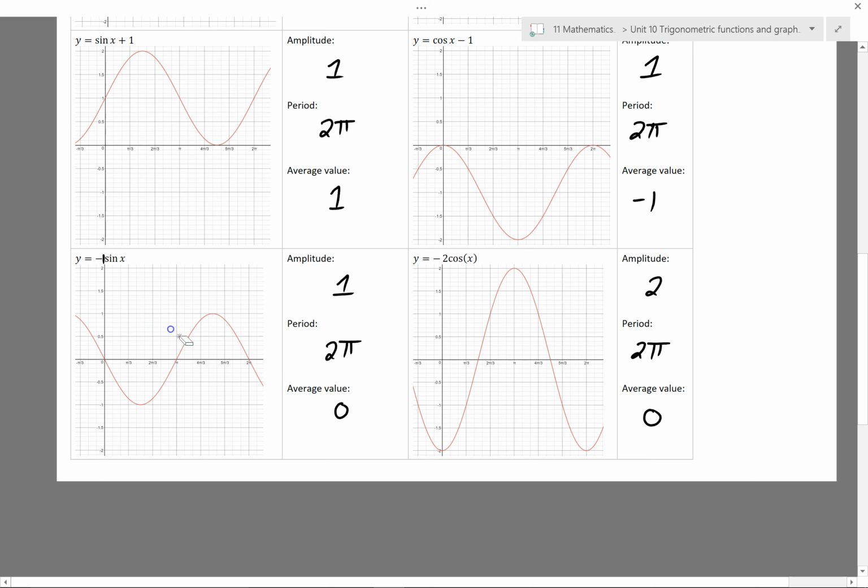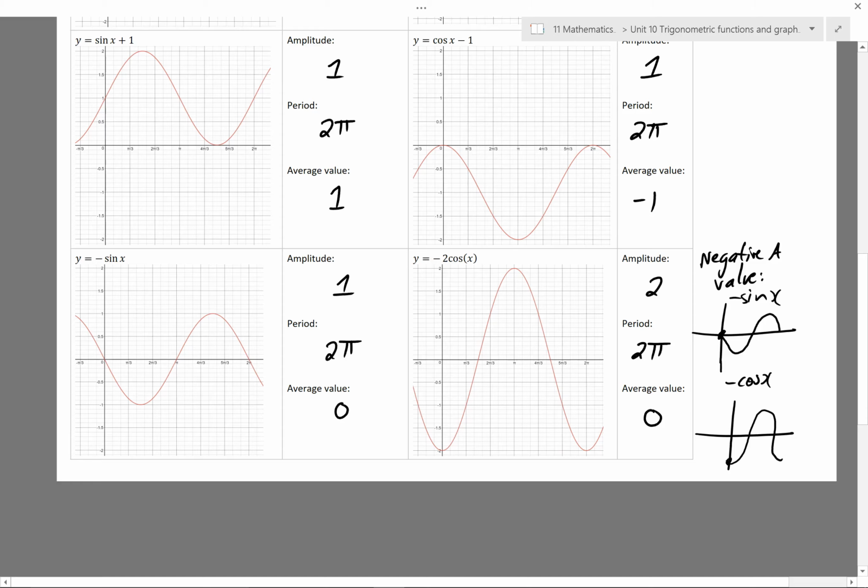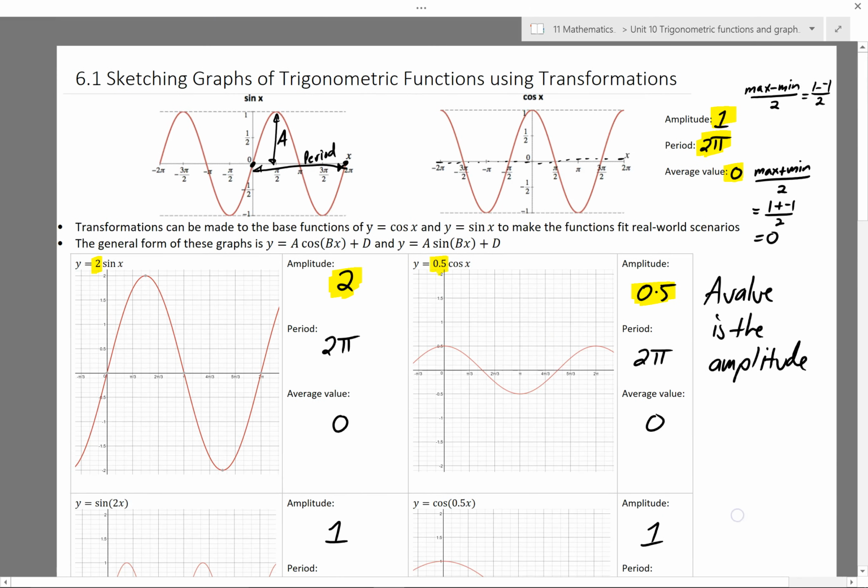So from these two, what's important to note is that if we have a negative A value, that negative sine starts at 0 and goes down, and that negative cosine starts at the minimum and goes up. So compare that to the sine and the cosine that we have at the top of the page.